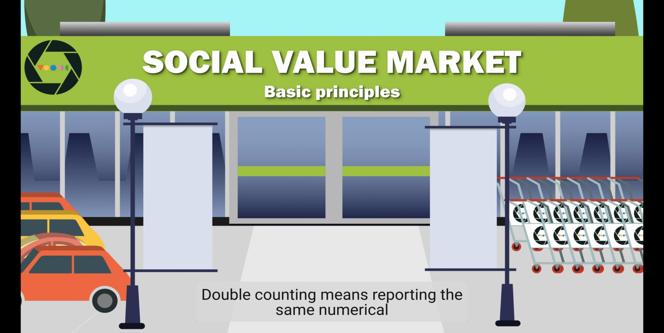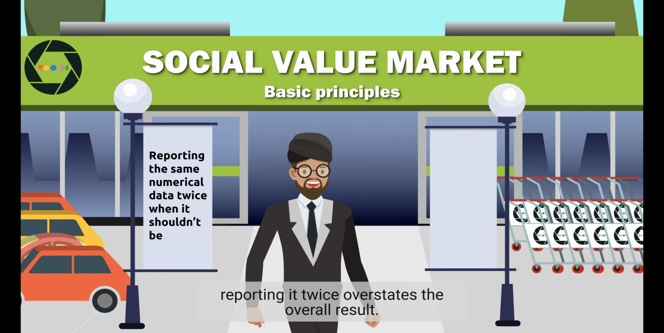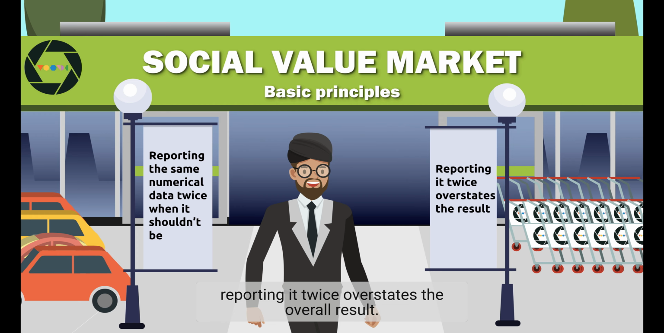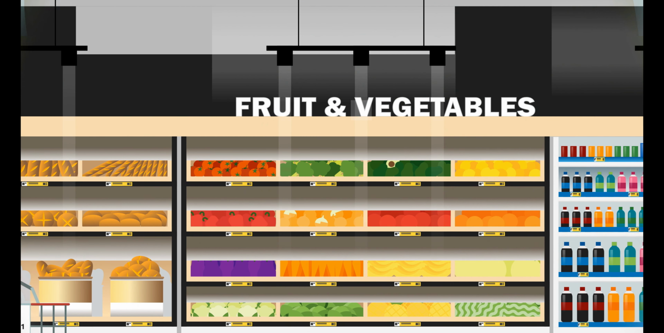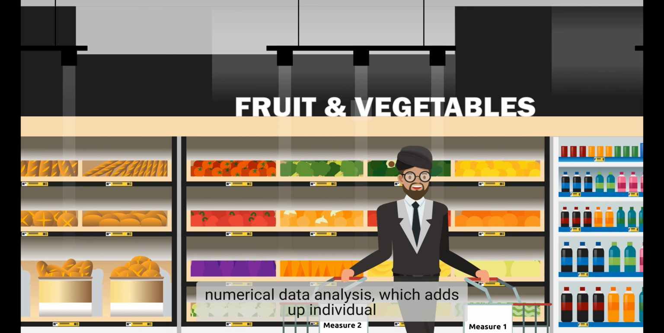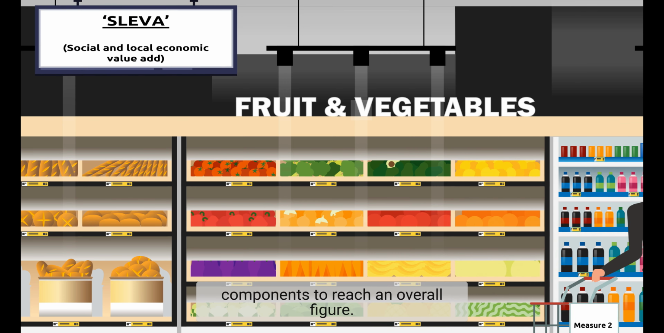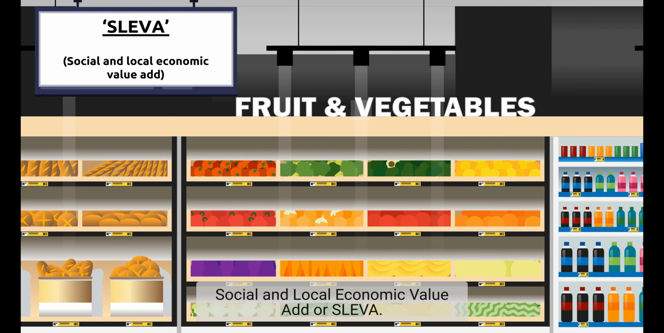Double counting means reporting the same numerical data twice when it shouldn't be, because reporting it twice overstates the overall result. Double counting must be avoided in any numerical data analysis which adds up individual components to reach an overall figure. In our case, the overall figure is the social and local economic value add, or SLEVA.